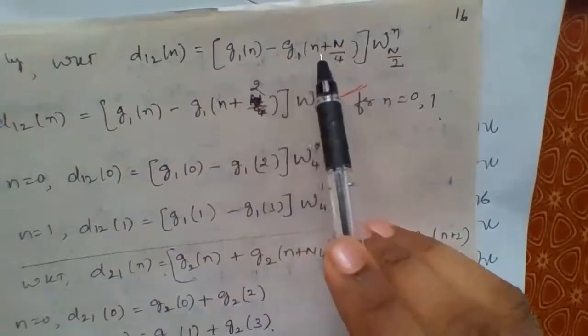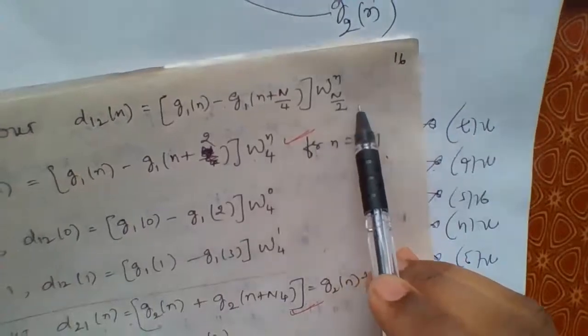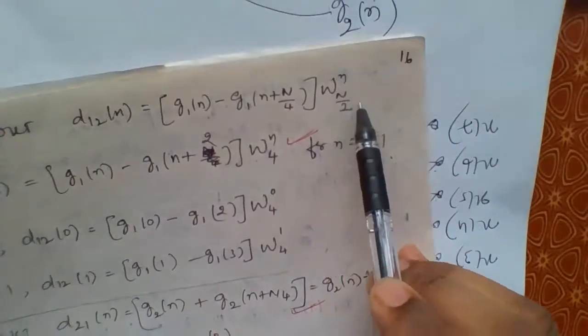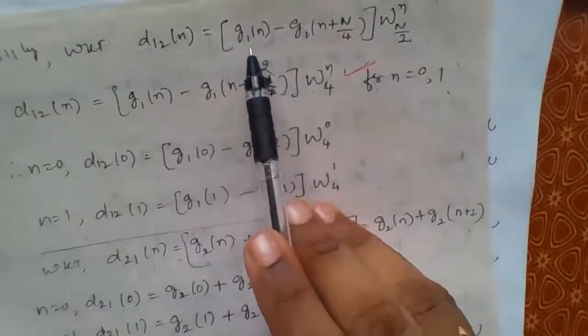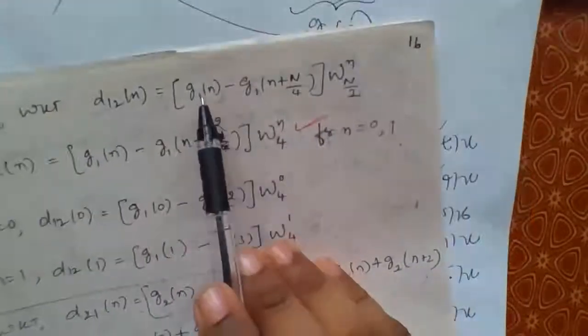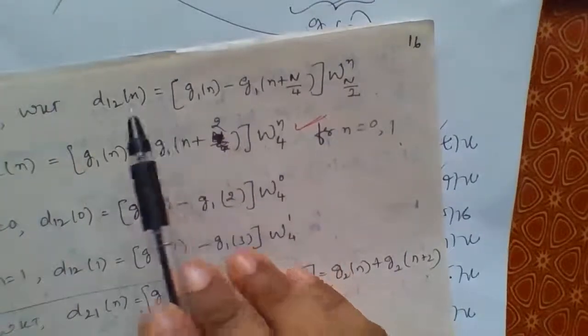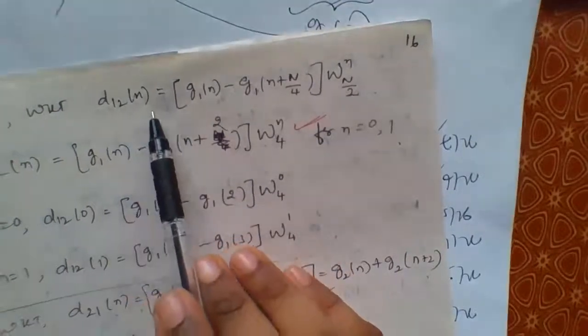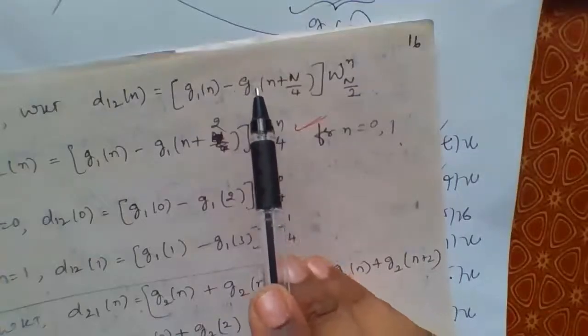So further, this difference will be multiplied by W raised to n, where n is now n by 2. In the previous stage it was n, now it is n by 2. We are still in G1 only. The difference is between G1 samples only. That's why it is D12. D11 and D12 are the sequences related to only the G1 sequence.